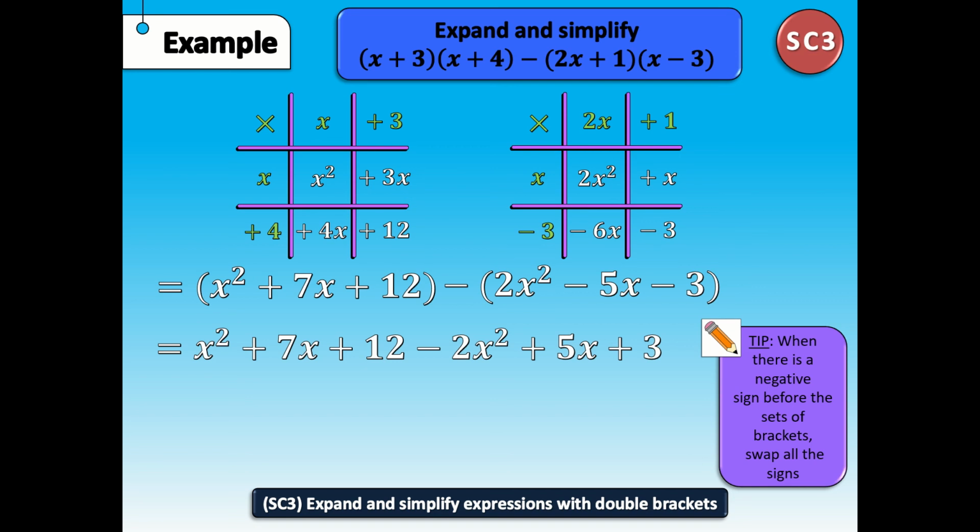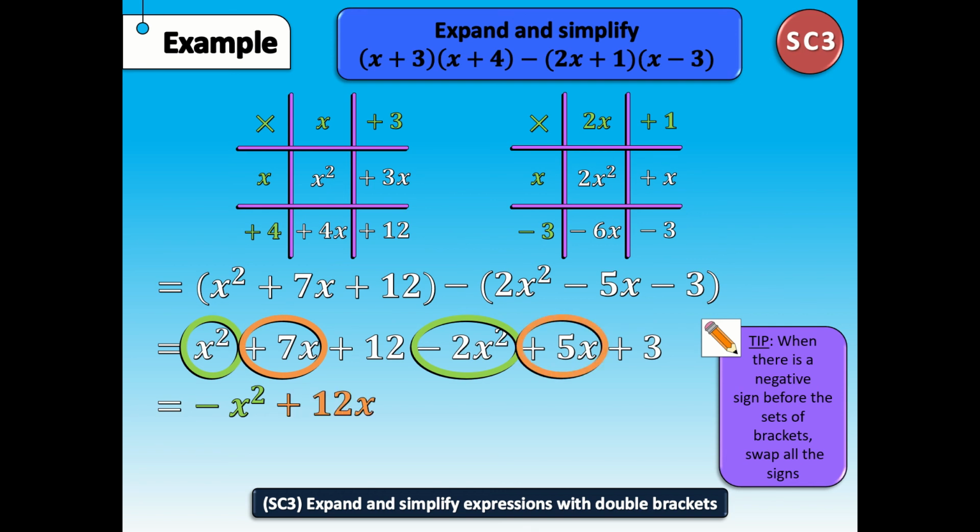Now we can simplify this. X squared, take away 2x squared, is minus x squared. 7x plus 5x is 12x. And 12 plus 3 is 15. So our final answer is minus x squared plus 12x plus 15.